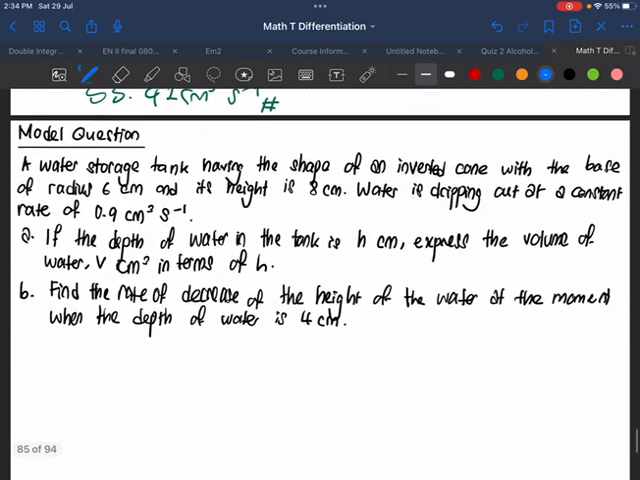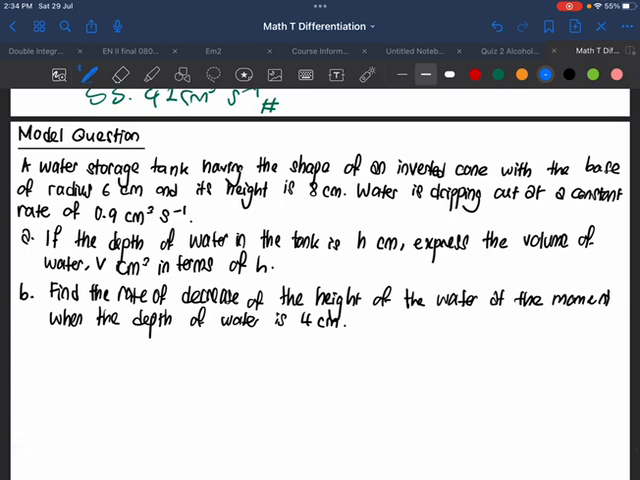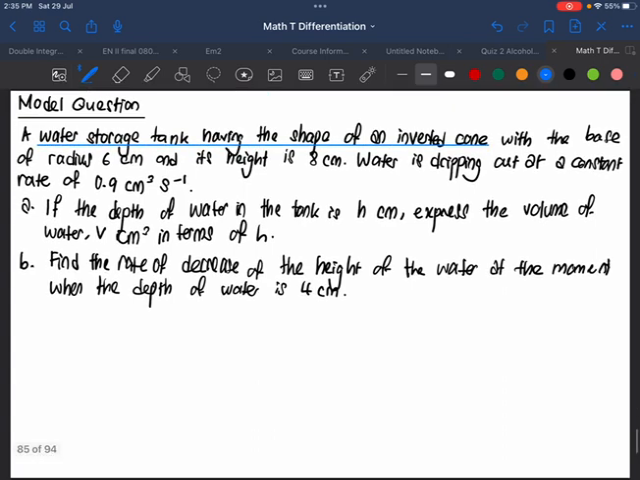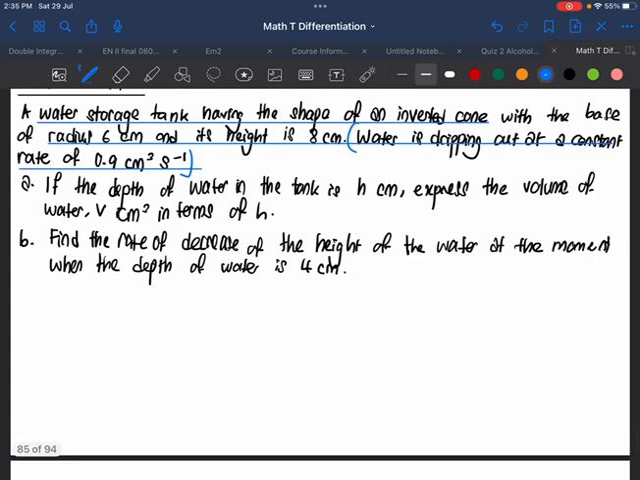So let's see the second question. Here is a model question. It's quite interesting. A water storage tank has the shape of an inverted cone with a base of radius 6 centimeters and its height is 8 centimeters. The water is dripping out at a constant rate of 0.9 centimeter cubed per second. So now I prefer you to draw out the shape. The water tank is an inverted cone, so it's a cone here.